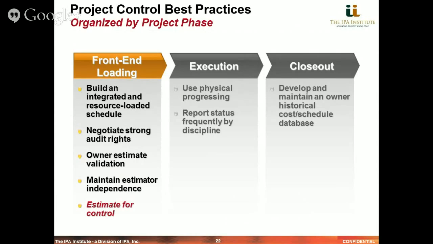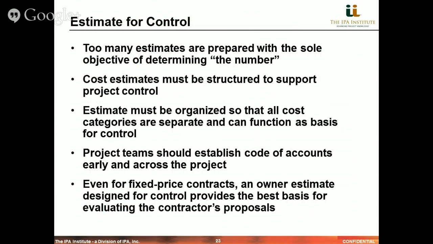Finally, the last element around the front-end loading side of things in terms of project control best practices is estimate for control. Now, too many estimates, in our observation, are prepared with the objective of determining the number, the final project cost. And the concern then is it's not set up for monitoring and control during the execution phase. As a result, what we find best practice is that cost estimates need to be structured to support project control.